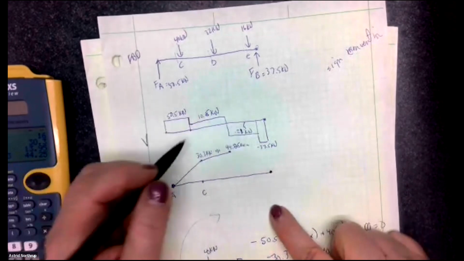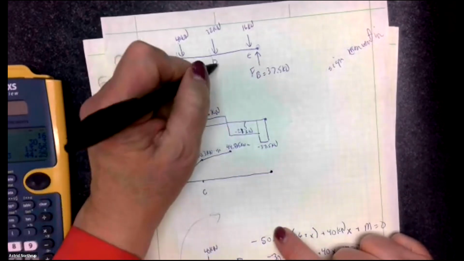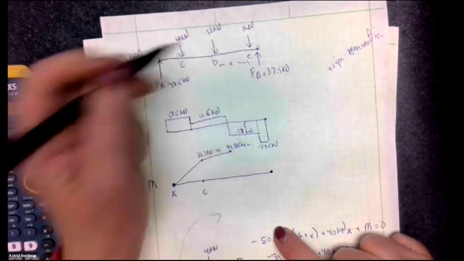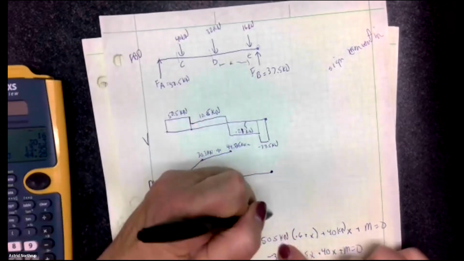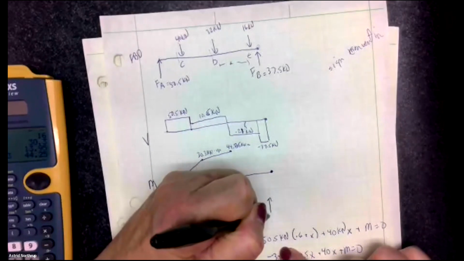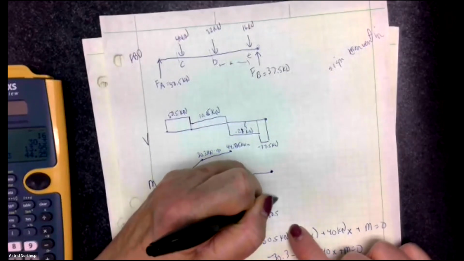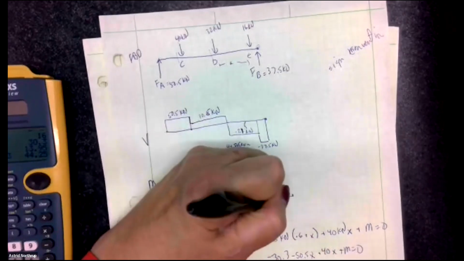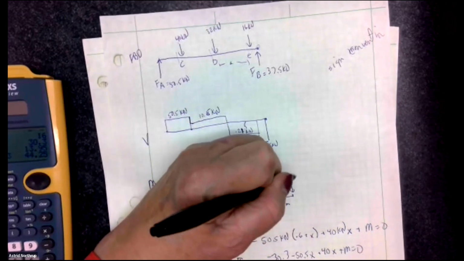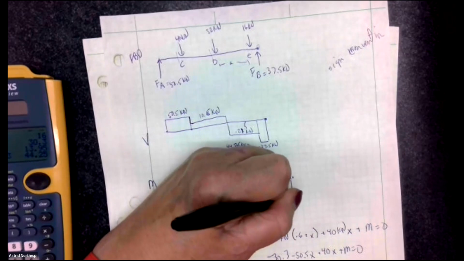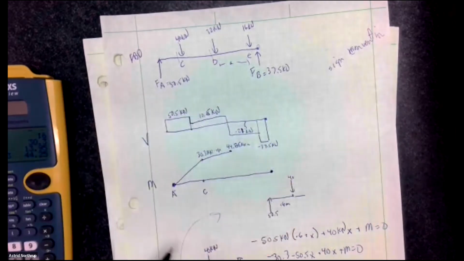Okay, so let's do one more. Let's go from here to here. So if we go from here to here, and this is our new x, here we have a different moment arm. So we have 50.5 acting up 4.6 meters. Then we have 40 acting down. And this time we put in the value, which is 0.9.